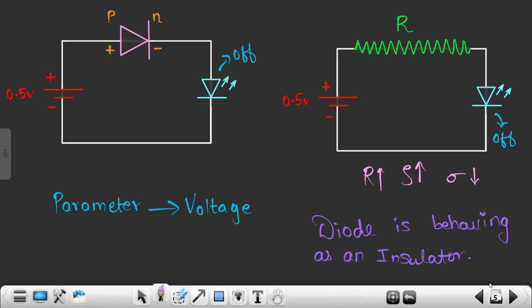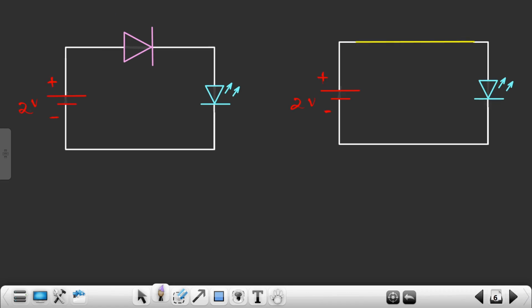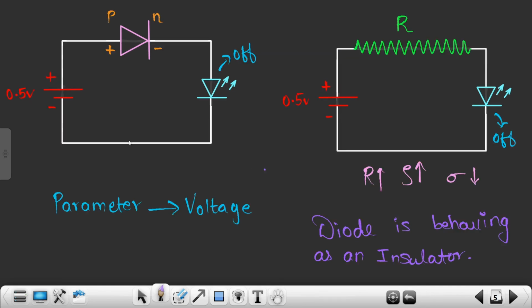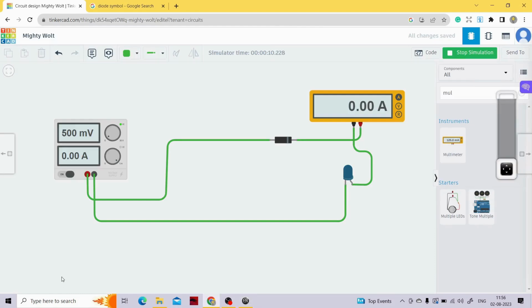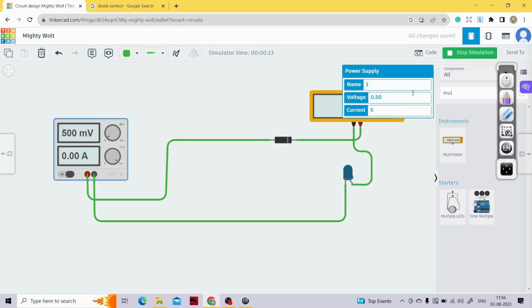Now let's proceed further, and this time I'm increasing the voltage to 2 volts, almost 4 times the previous one. You can clearly see it is 0.5. So 0.5 multiplied by 4 comes out around 2 volts, right? So this time I'm increasing the voltage. Let's see what exactly we get at the output. Okay, so let's suppose I'm increasing to maybe 2 volts.